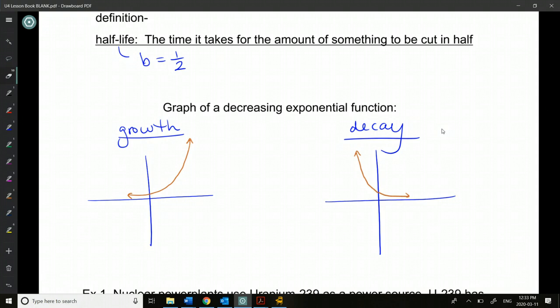Okay, we're going to do more work with graphs a little bit later in this unit, but for now this is what you want to visualize as we're doing some of these questions.